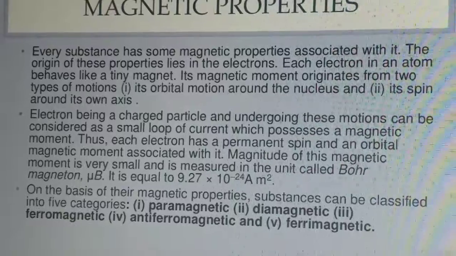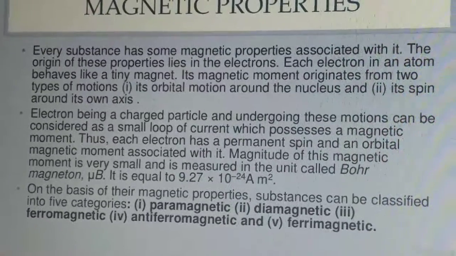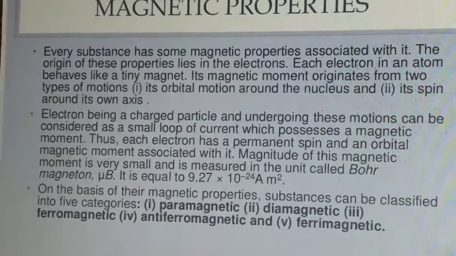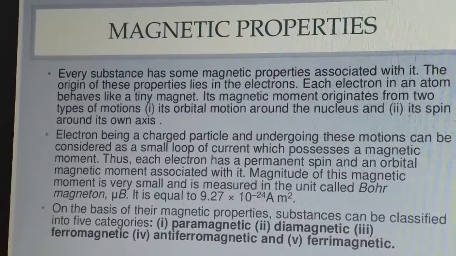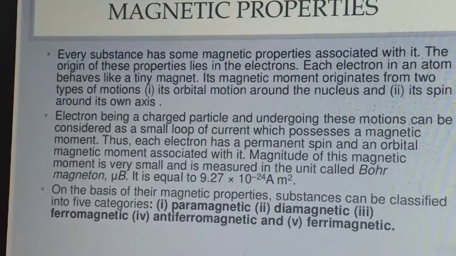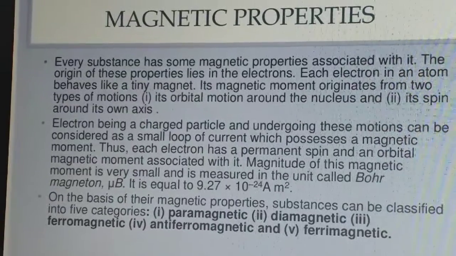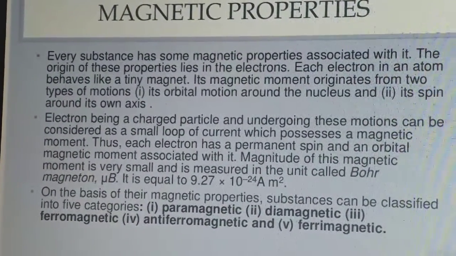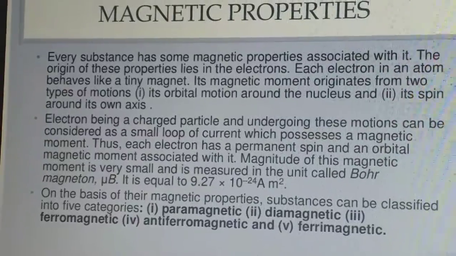On the basis of their magnetic properties, substances can be classified into 5 categories. One is paramagnetic, another is diamagnetic, the third one is ferromagnetic, the fourth one is antiferromagnetic, and the fifth one is ferrimagnetic. There are 5 types.